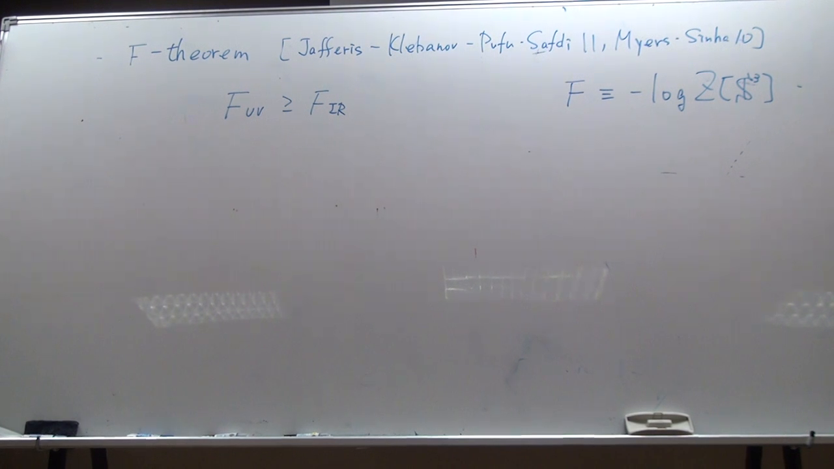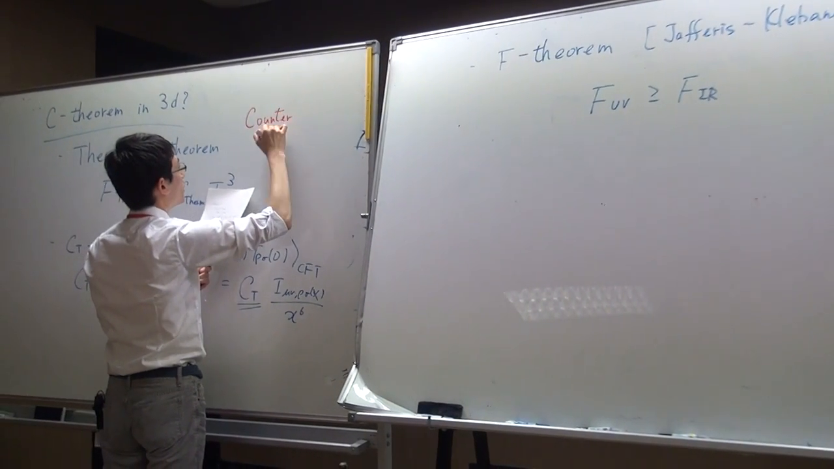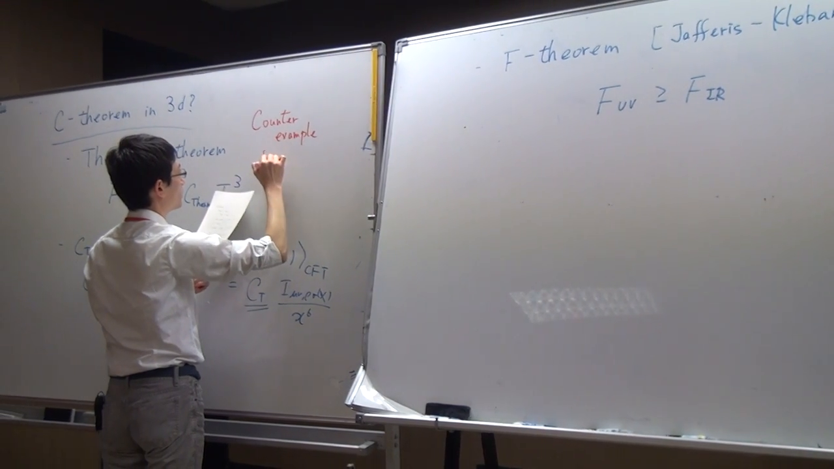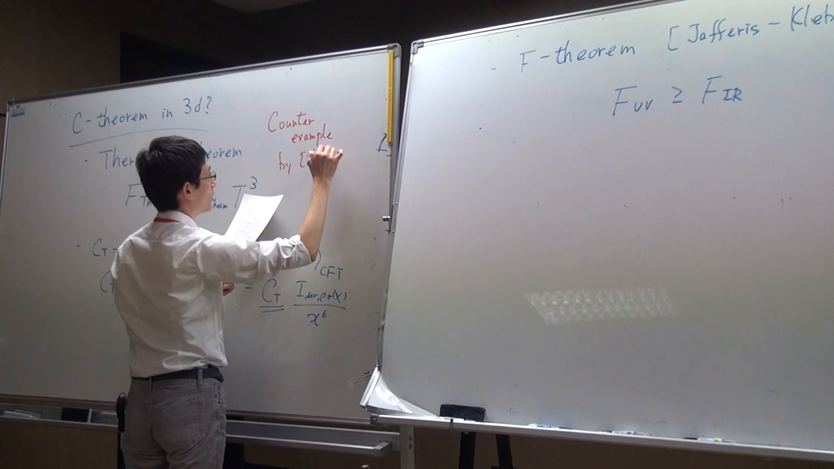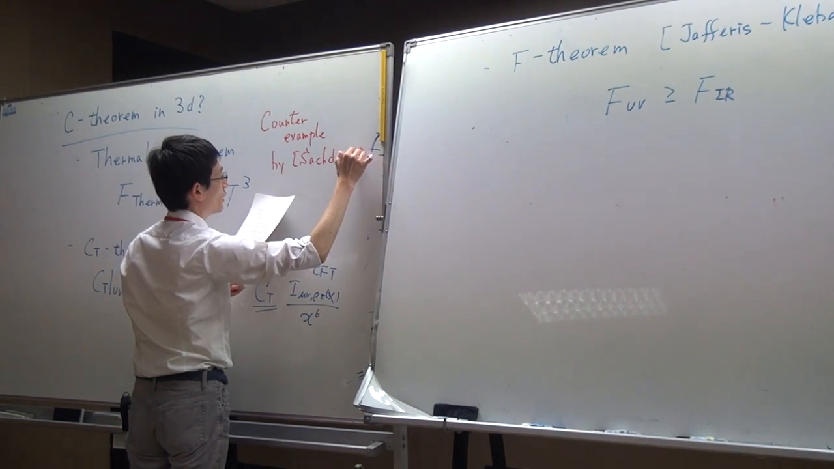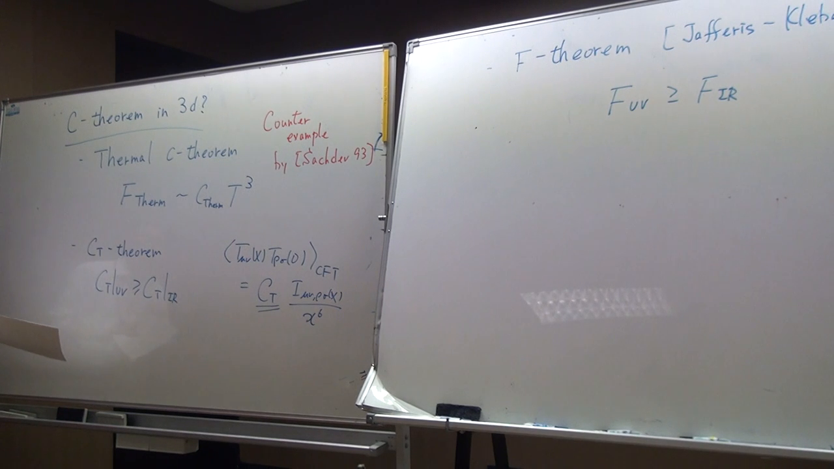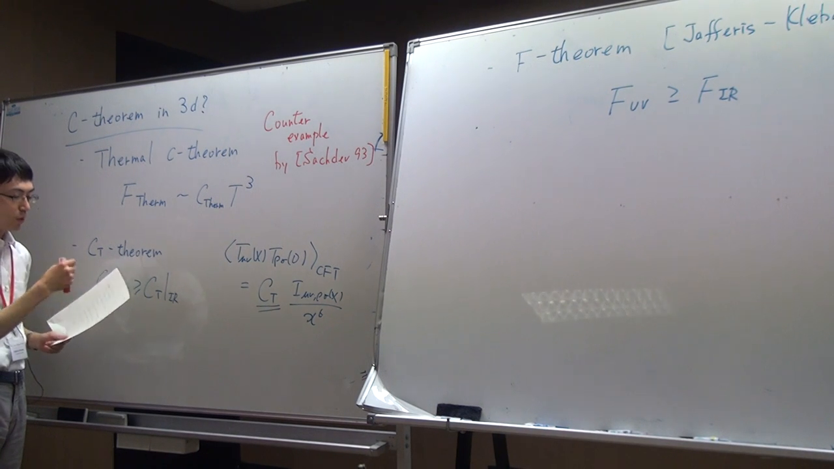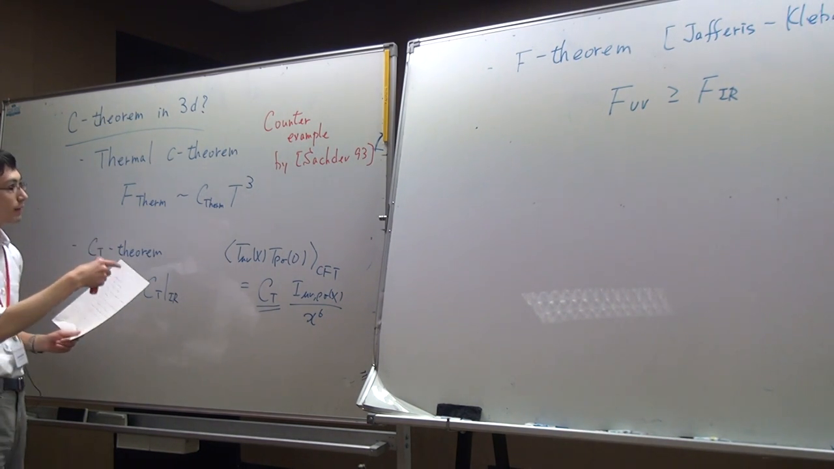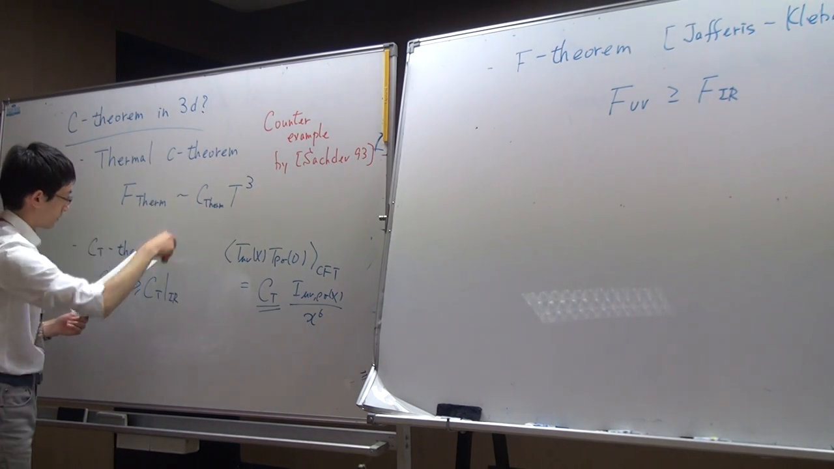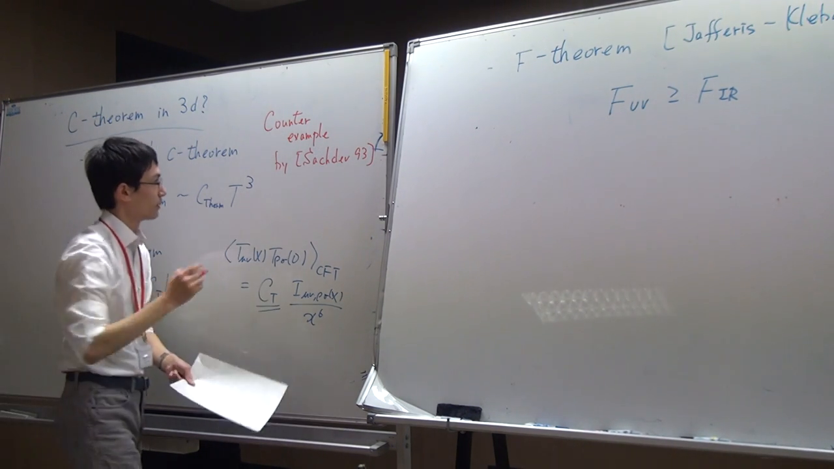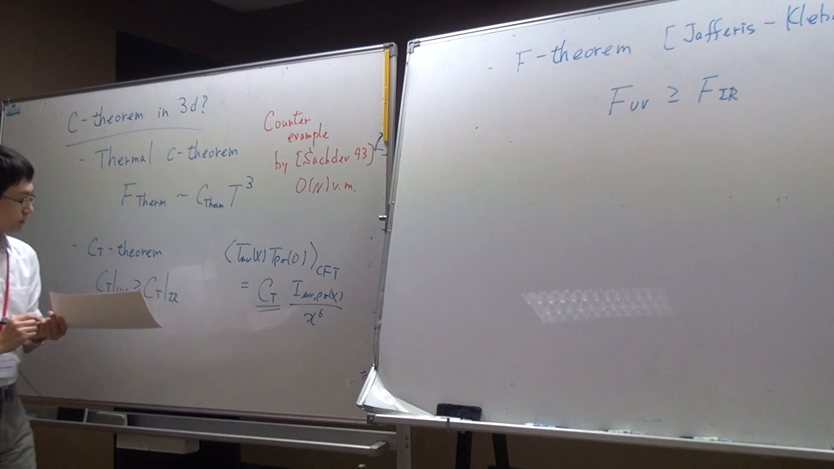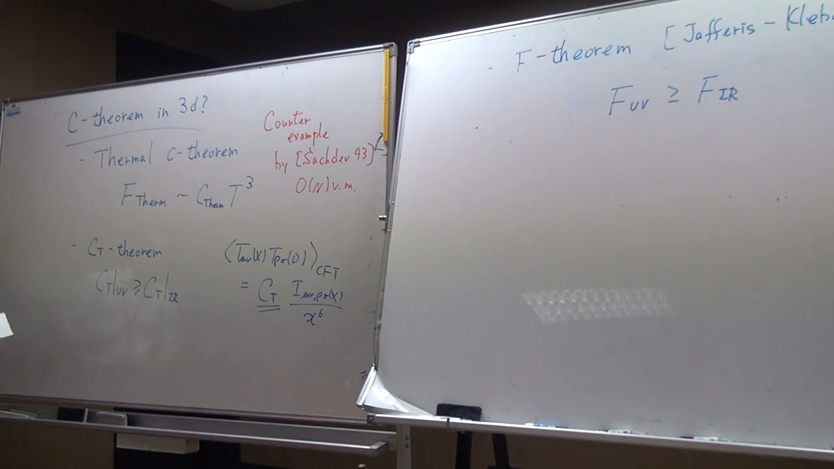The counterexample was given by Sachdev, also 20 years ago. He computed the C thermal for the O(N) vector model, and he compared the value of C thermal at the critical O(N) and also Goldstone phases, and then the C thermal theorem is violated. Okay, so this one is gone, but we still have 2 possibilities.